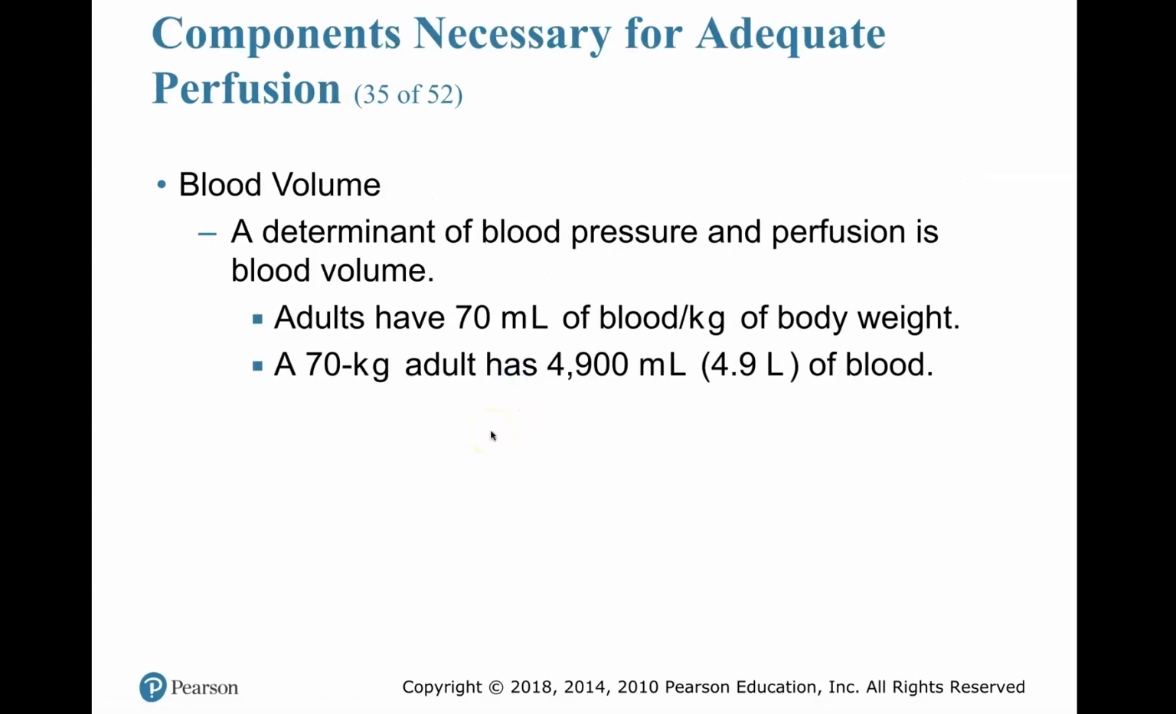Blood volume. A determinant of blood pressure and perfusion is blood volume. Adults have 70 milliliters of blood per kilogram of body weight. A kilogram is 2.2 pounds, if you did not know that. A 70 kilogram adult has 4,900 milliliters or 4.9 liters of blood. If you want to do the math, 70 kilograms means your patient weighs 154 pounds.